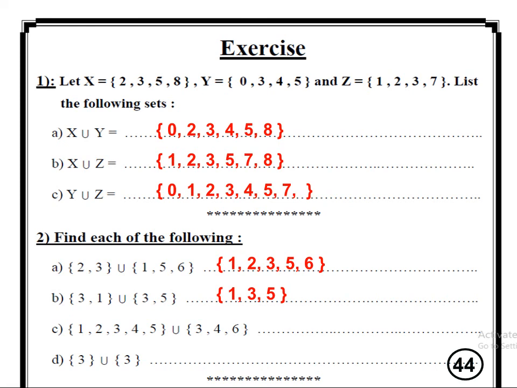Next, {1, 2, 3, 4, 5} union {3, 4, 6}. So I'm going to list the union between them, which is going to be 1, 2, 3, 4, 5, 6. {3} union {3}, so it's the {3} itself.